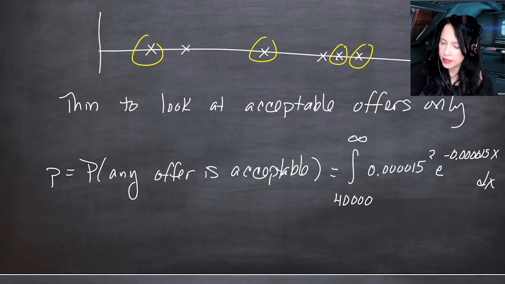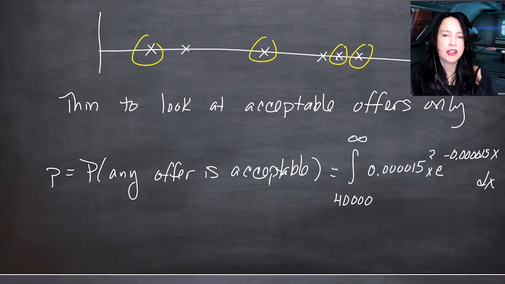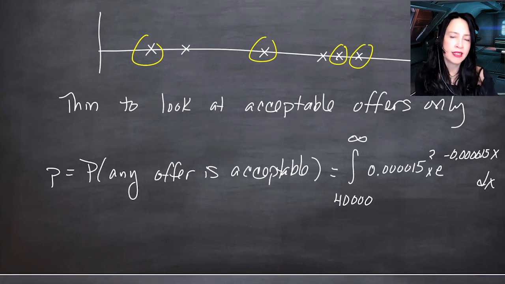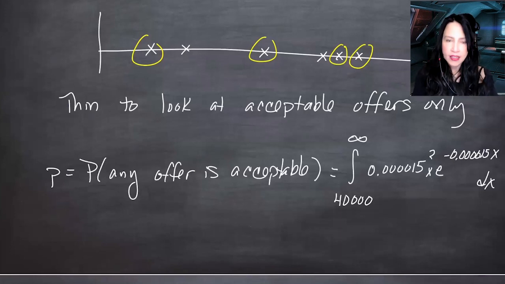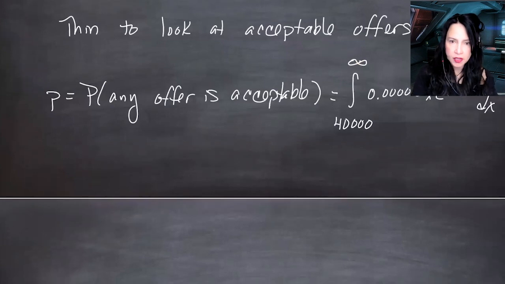I missed an x. There's an x in there. You could do integration by parts, or you can recognize that that's a gamma, which is not that helpful because we don't have a closed form expression for the CDF of a gamma. You can do integration by parts or do this numerically on some software. That's okay.